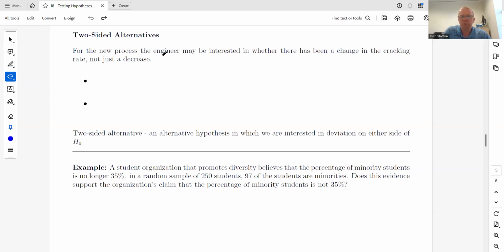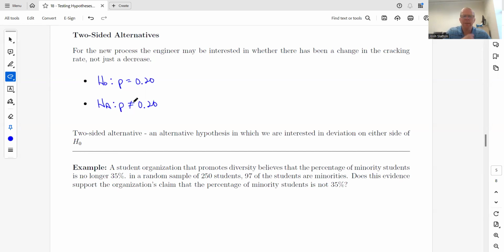So the new processing engineer, referring back to the first example at the beginning of this chapter, may be interested in whether there's been a change in the cracking rate, not just a decrease. So the null hypothesis will still be the same: P equals 0.20. And then the alternative, now, instead of P less than 0.20 or P greater than 0.20, the parameter is always the same, and this number is not going to change. Now we're going to see if it is not equal to 0.20.